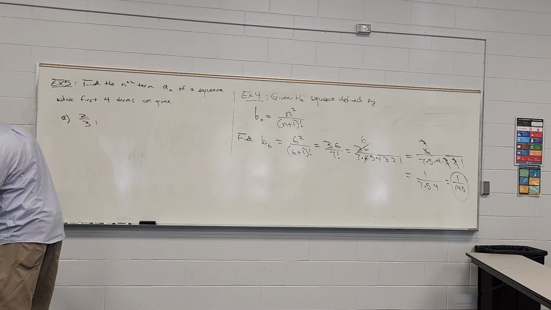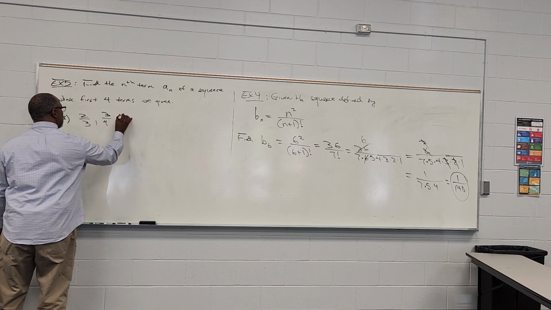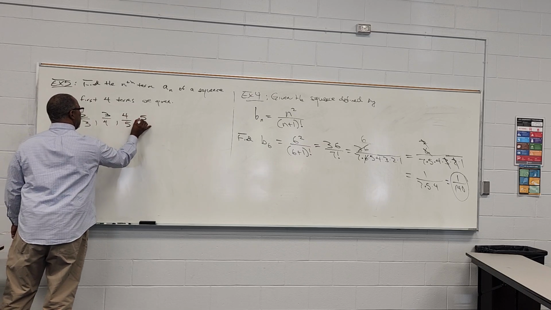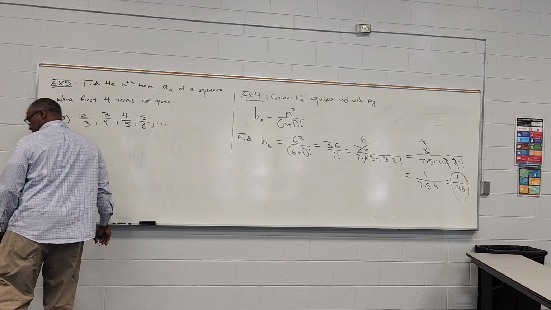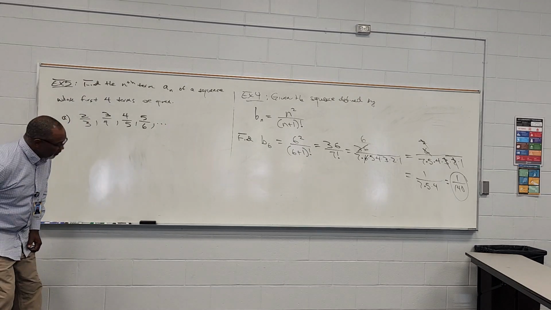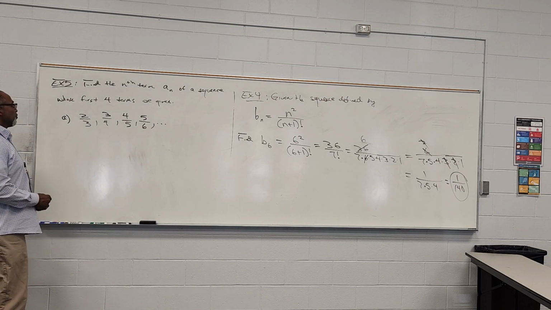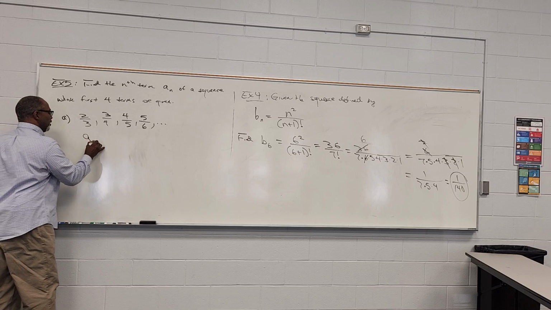a1 is 2/3, 3/4, 4/5, 5/6. Okay? So they give me the first 4 terms, and they want me to write a recursive definition. So I'm looking for the pattern. So a sub n equals.